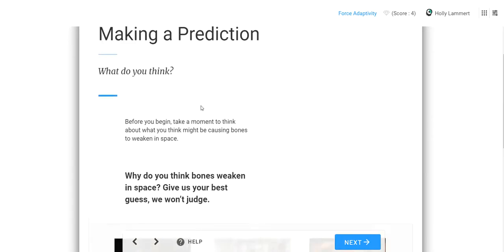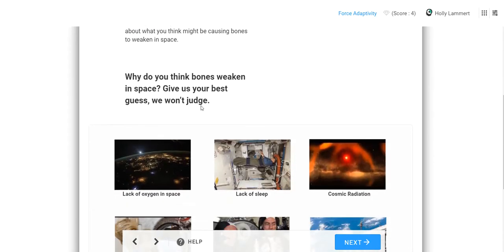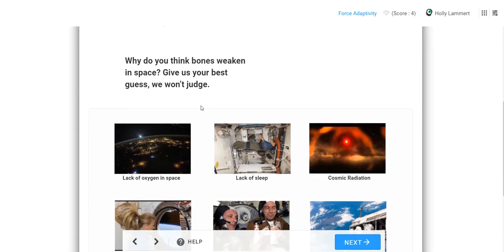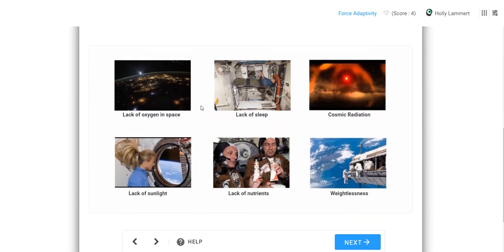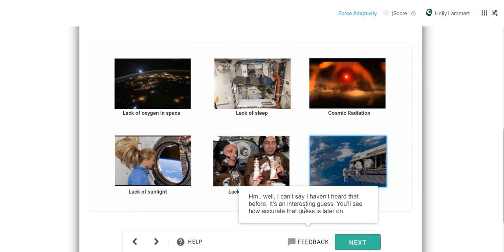Okay. Making a prediction. What do you think? Before we begin, take a minute to think about what might be causing bones to weaken in space. Why do you think bones weaken in space? Give us your best guess. We won't judge. Weightlessness. Didn't we already do the, maybe we did the wrong lesson first.